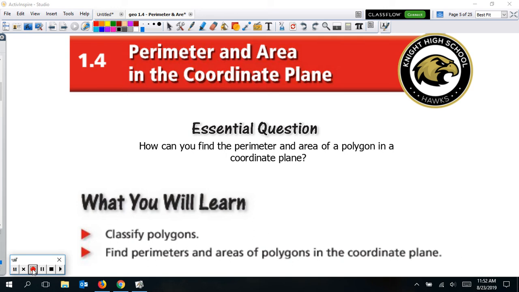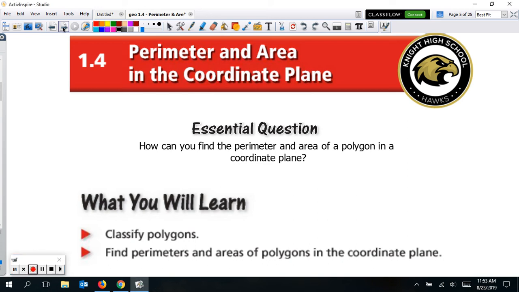Well, geometry students, welcome back to another lesson. We're in 1.4 here in Big Ideas, Perimeter and Area in a Coordinate Plane. So we're going to be looking at definitely the perimeter, the outside, and then the area, which is what's on the inside of a figure, of a polygon. And we're going to be classifying polygons today. Before we get into perimeter and area, we'll look at those first.